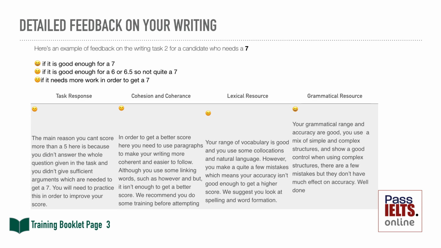When you upload your writing for feedback, you have to tell us the score you need and we will base our feedback on that. As you can see, the student got a sad smiley for task response, which means it would not get more than a 5 and needs to make changes to get a 7. Whereas in the grammar, they've got a happy smiley as it fits the criteria in the description for a 7.